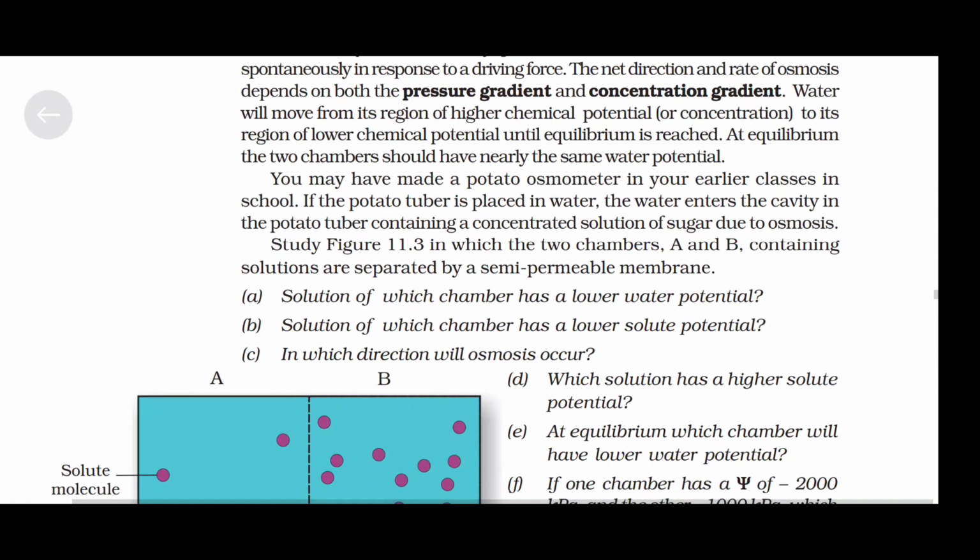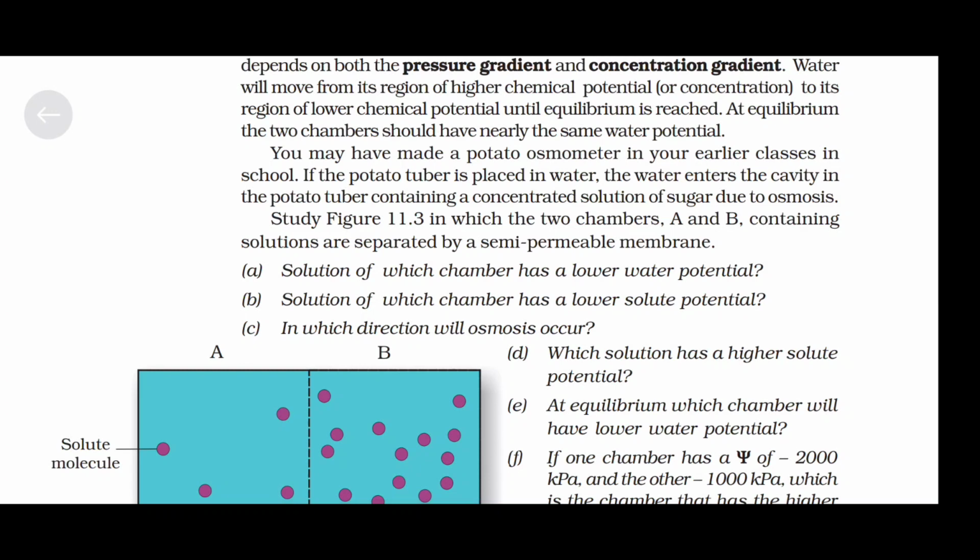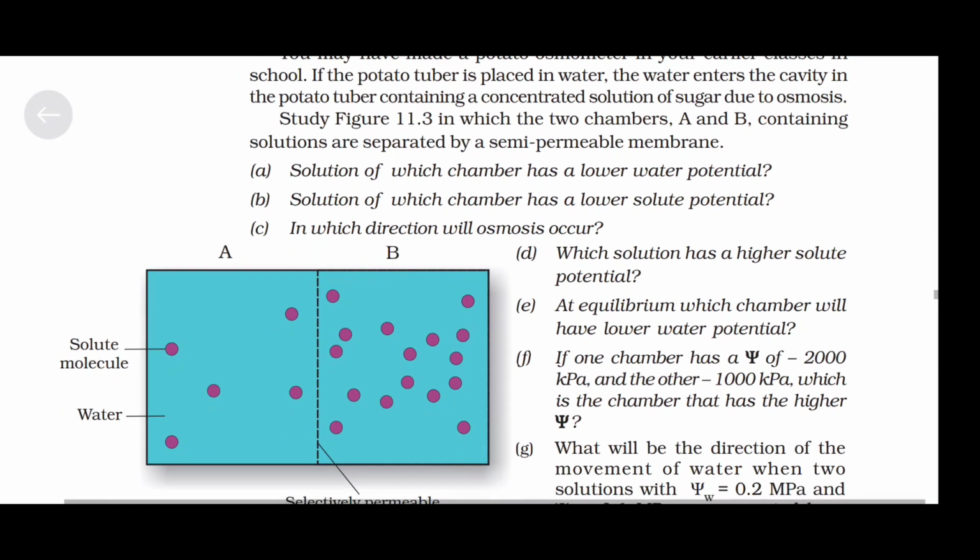You must have made a potato osmometer in your earlier classes in school. If the potato tuber is placed in water, the water enters the cavity in the potato tuber containing a concentrated solution of sugar due to osmosis. Study figure 11.3, in which the two chambers A and B containing solutions are separated by a semi-permeable membrane.